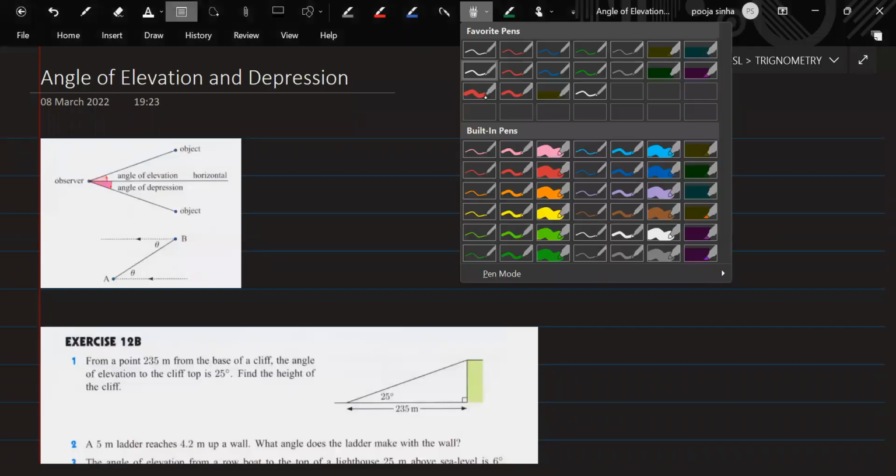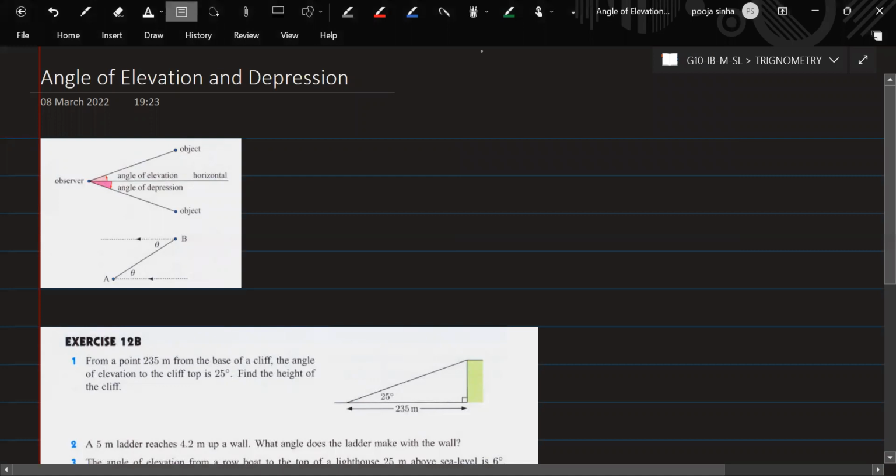So now in trigonometry, the topic that we are going to learn today is called the angle of elevation and depression. Based on this and using trigonometry, we are going to find out the height of a tower, or the distance between two boats, or the distance between two cars. These will be application based questions.